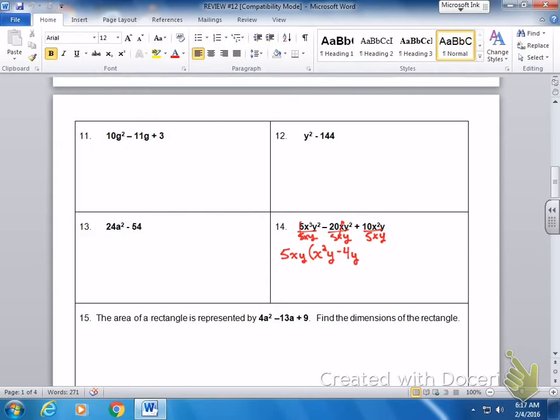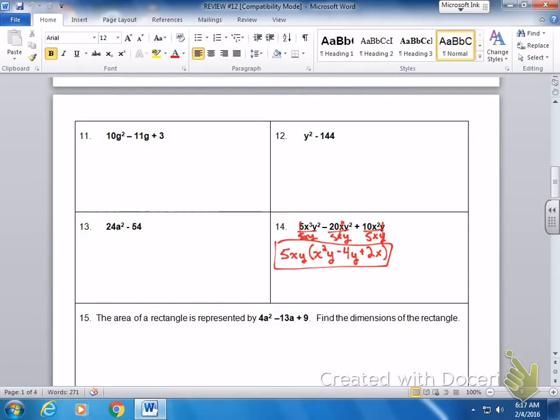Then I go to my next one. 10 divided by 5 is plus 2. X squared divided by x gives me x, and y divided by y cancels. So there's your answer. So if you see one that's got multiple variables in all the terms, because we haven't factored one like that, go ahead and just try GCF.